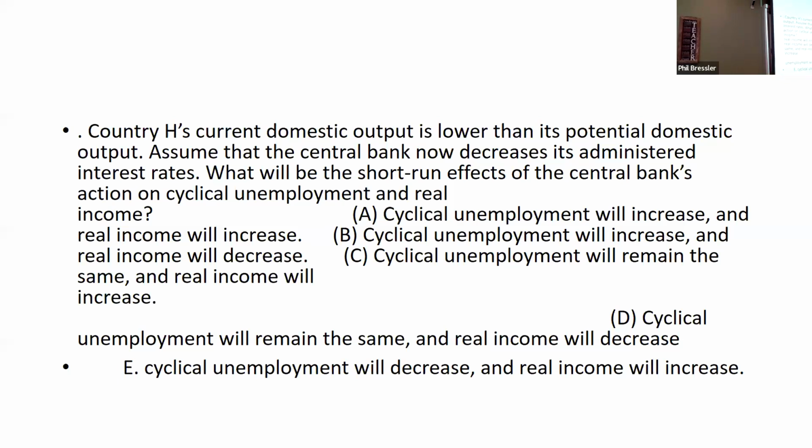If aggregate demand shifts right, Chris, what happens to real income? What happens to cyclical unemployment? All right, so cyclical unemployment decreases, right? Remember, real GDP, employment, and income all go the same direction. So employment increases, cyclical unemployment decreases. So A is gone, B is gone, C is gone, D is gone, E's the only one. So you didn't really even have to know real income will increase.